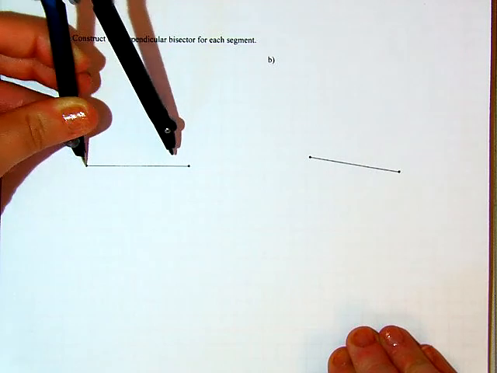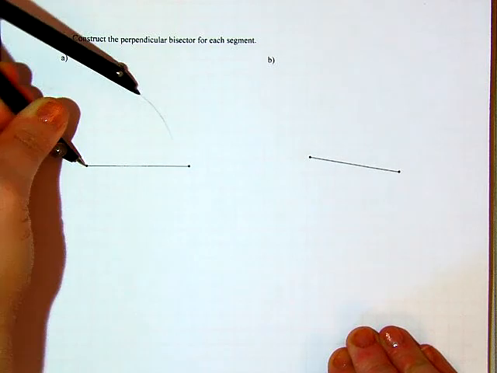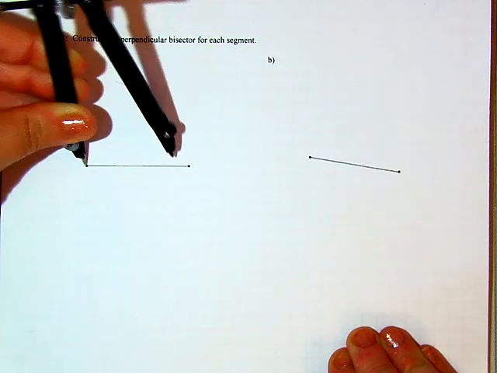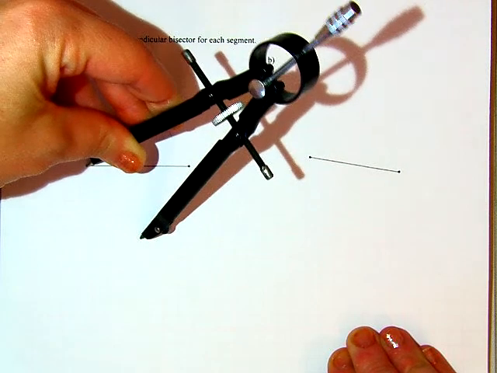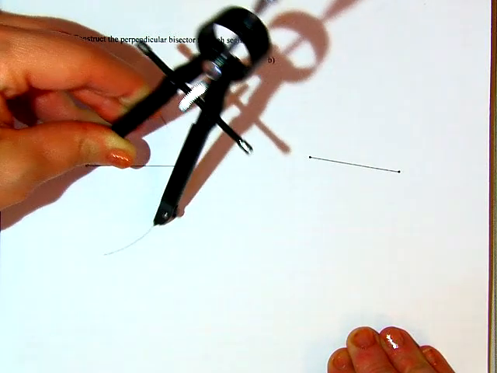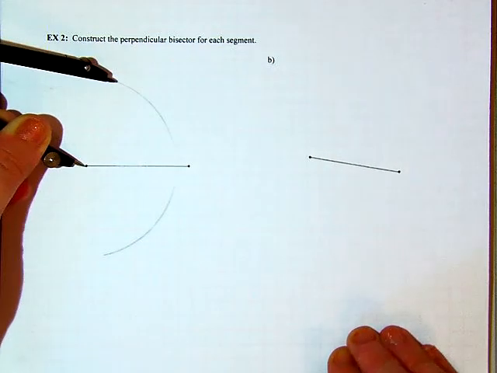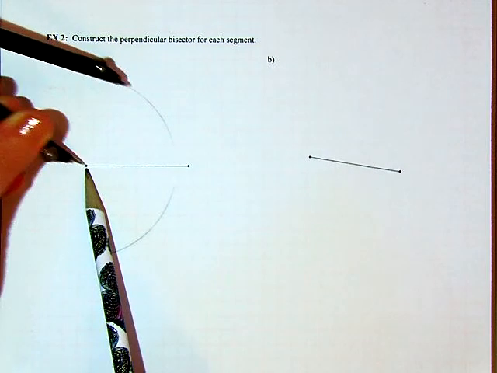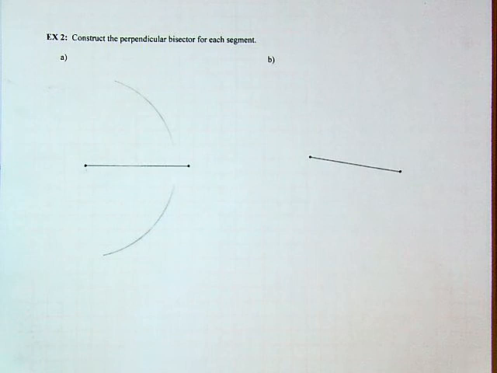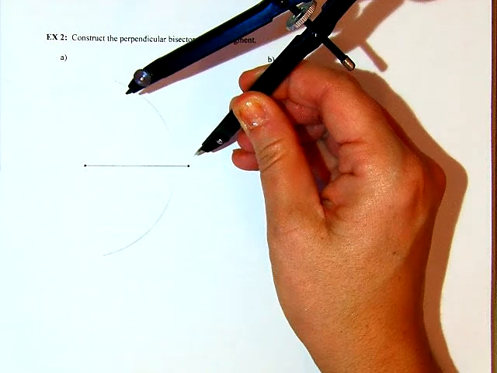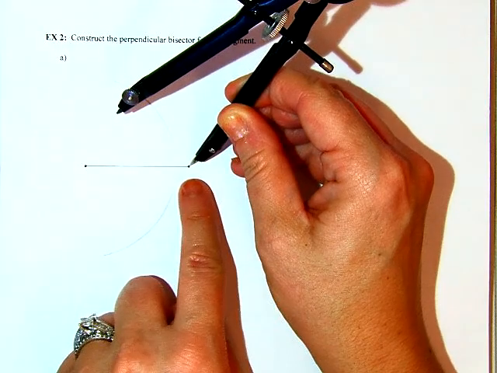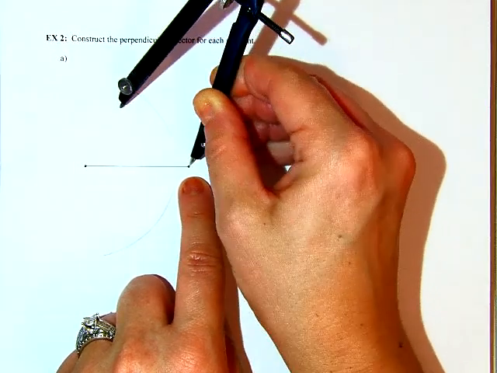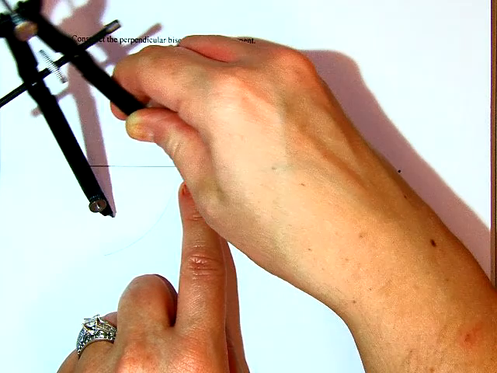So I'm going to make an arc above, like so. And then I'm going to swing my hand and go in the opposite direction right here. So I've made two arcs. So my needle is right here at this end point, and I made an arc above and below, just like I'm drawing on the paper. Okay, I keep my compass open the same setting. And I put my needle at the other end point right here. And I'm going to make that same motion above and below.